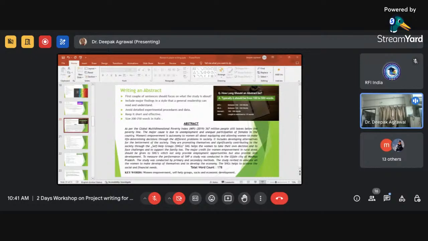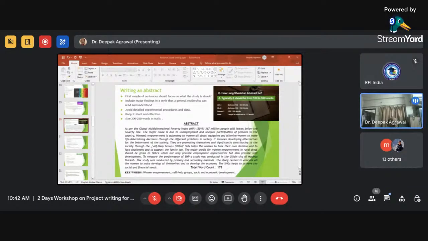The first couple of sentences should focus on what study you want to include in your work. It includes major findings in a style that general readership can read and understand. Language should be very, very simple. Avoid experimental procedures and data. They should not be included in the abstract because you have a separate chapter to describe the whole of your work, that is, the methodology. Keep the abstract short and effective.